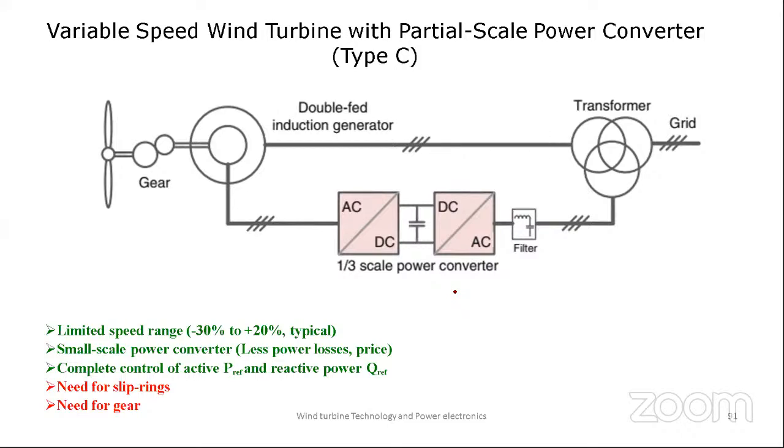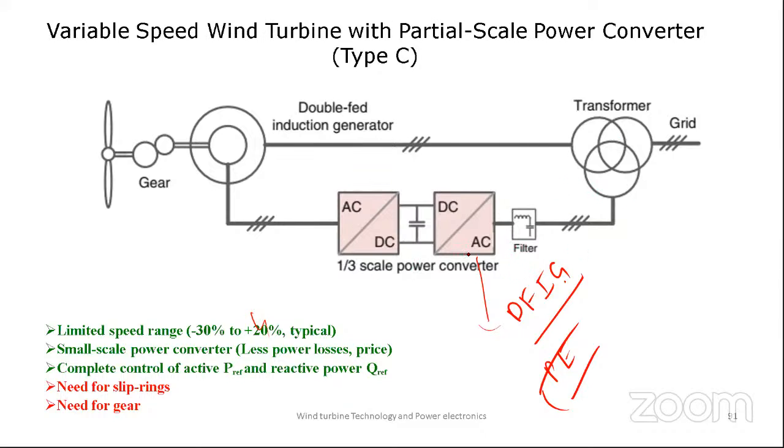The other type of turbine is called the doubly fed induction generator, DFIG machines. Why is it called doubly fed? Both the rotor and the stator are connected to the grid. You see, the stator is connected to the grid, and the rotor is also connected to the grid through a converter, a power electronic converter, right? Here it can vary up to 40 percent.